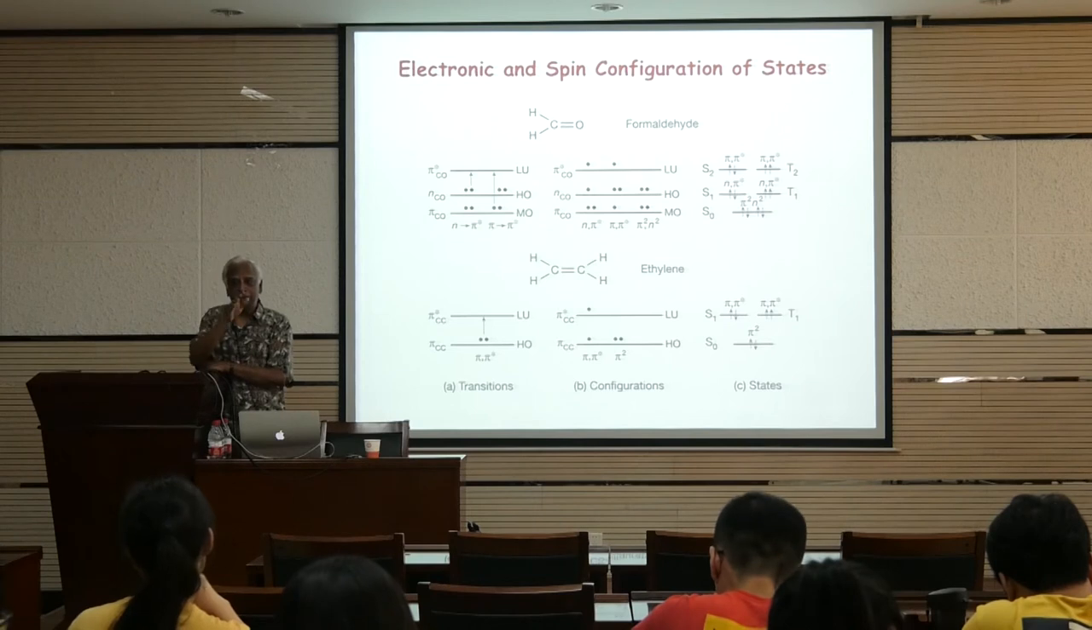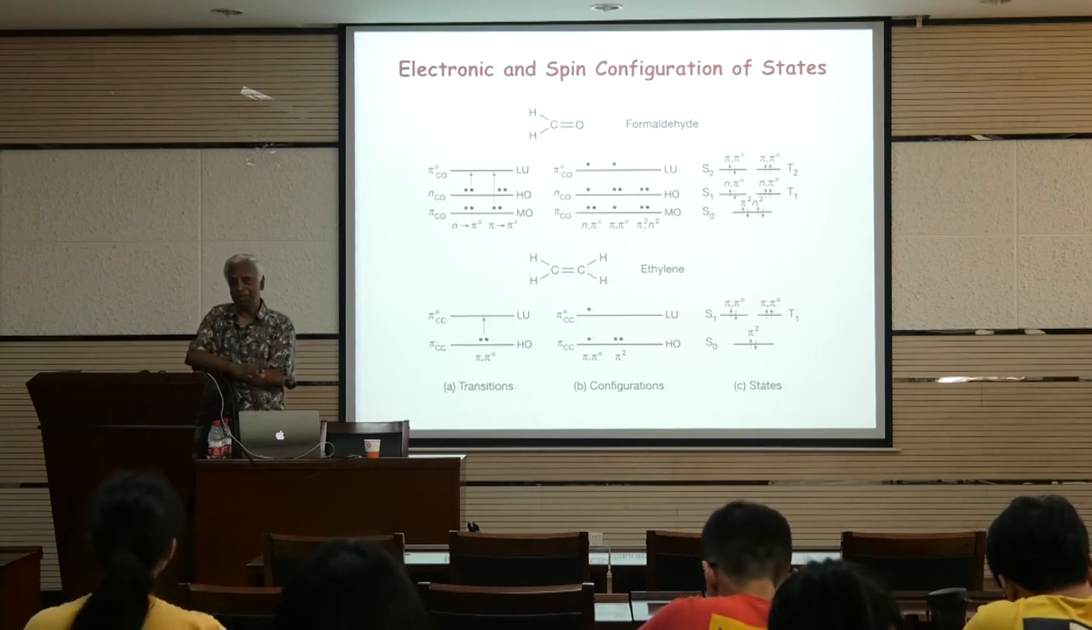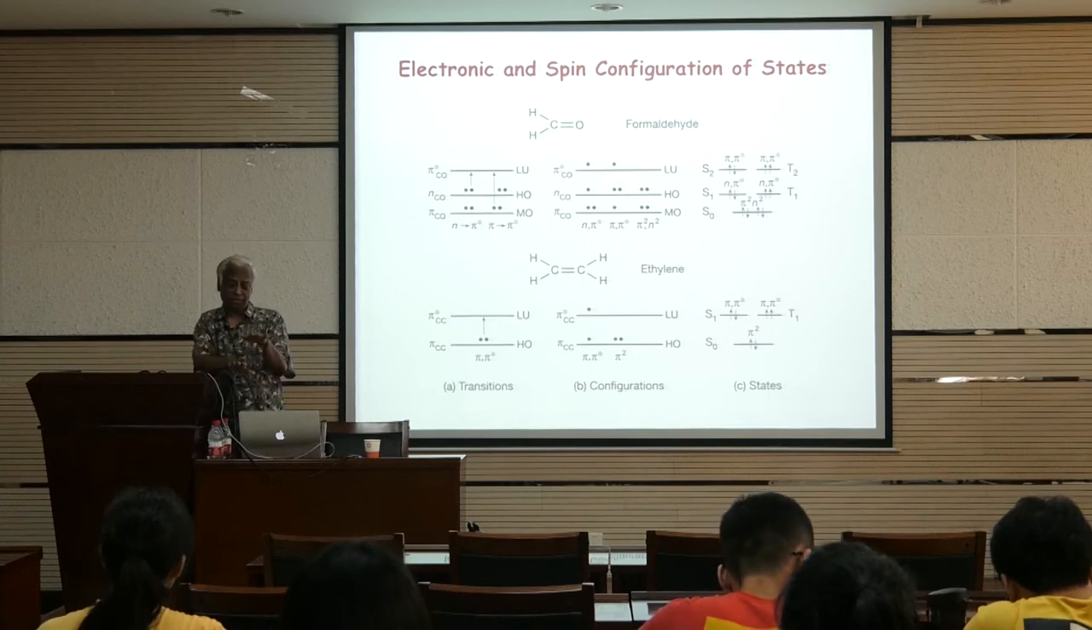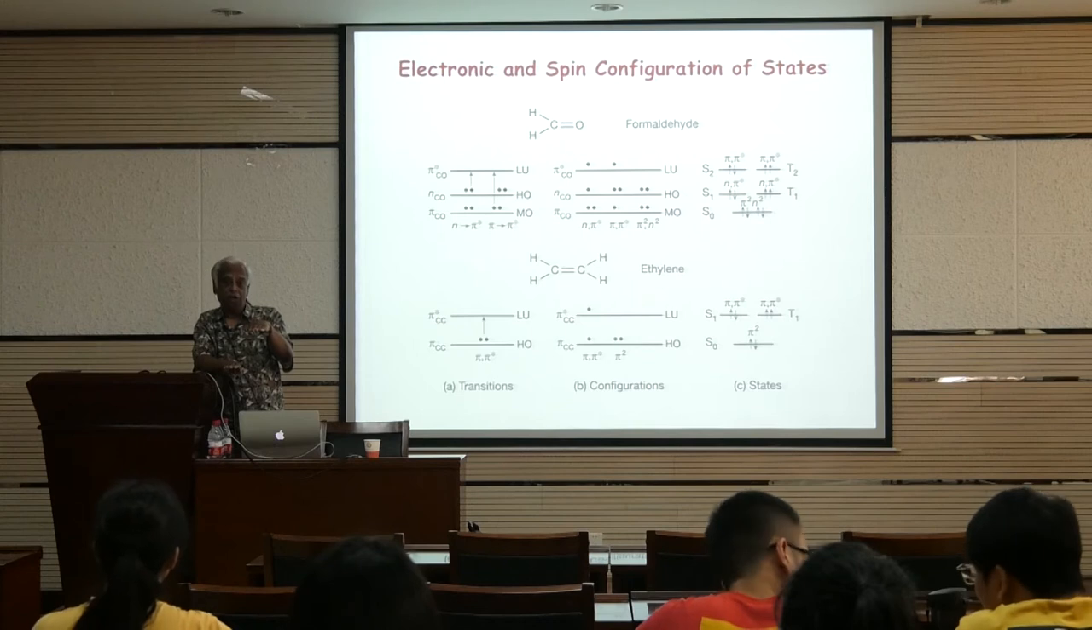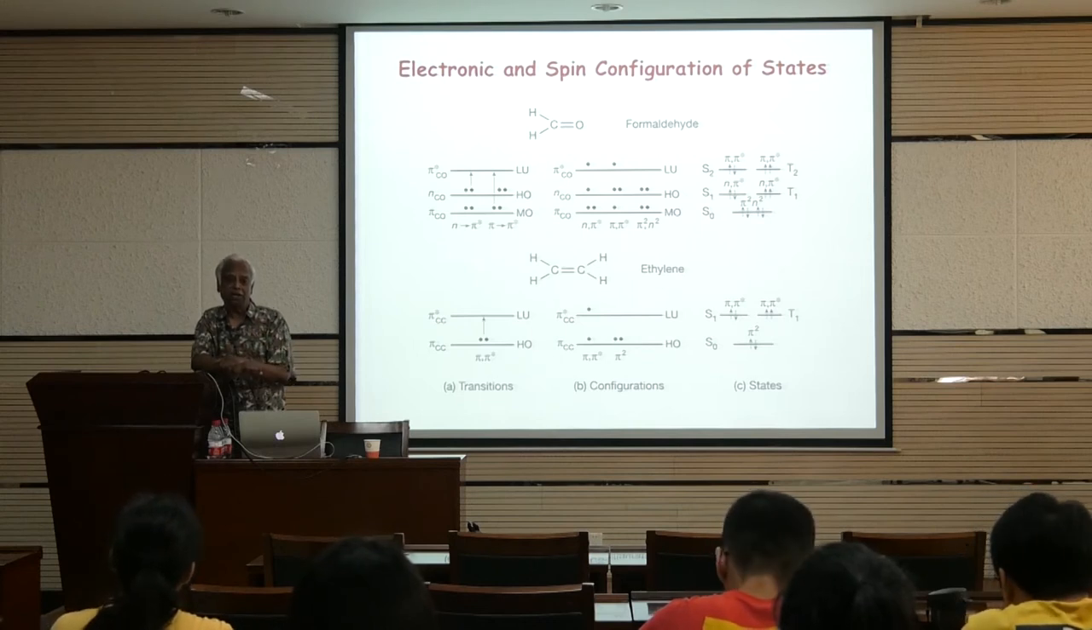Okay, triplet is always lower in energy. Singlet is always higher in energy than the triplet. For every molecule, for the same electronic configuration, singlet will be higher, triplet will be lower.